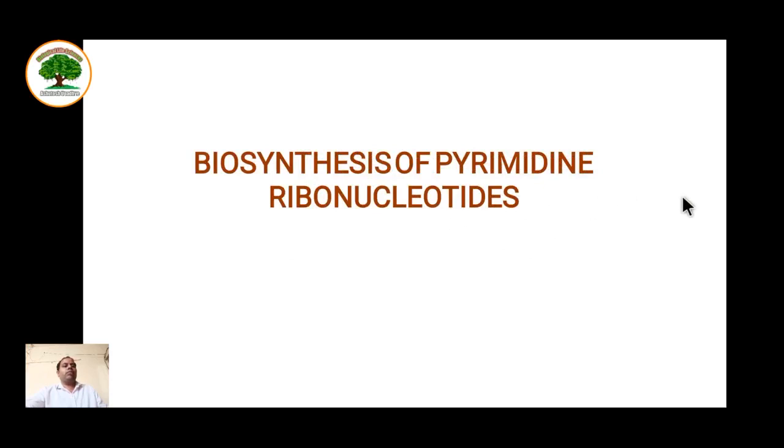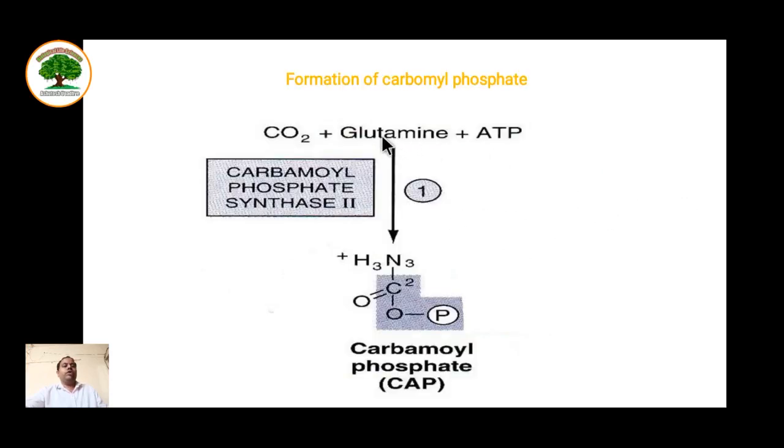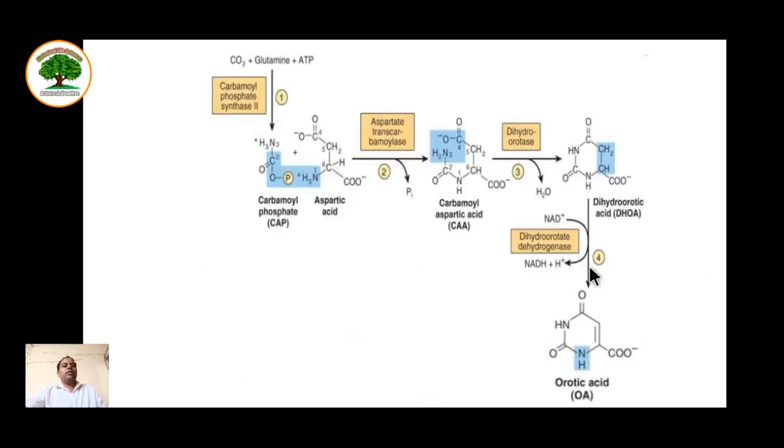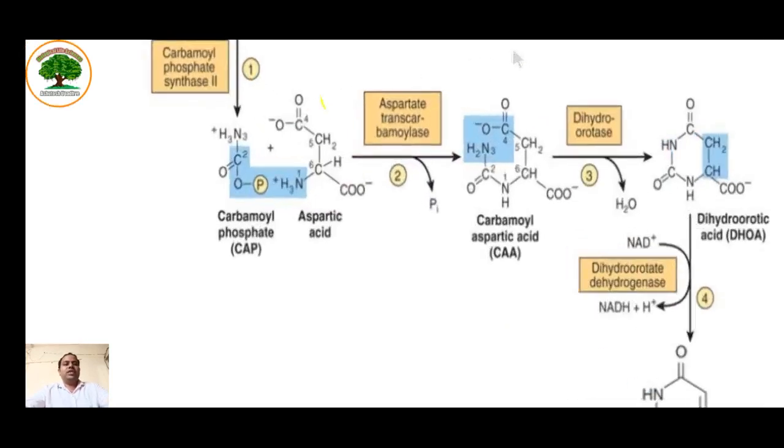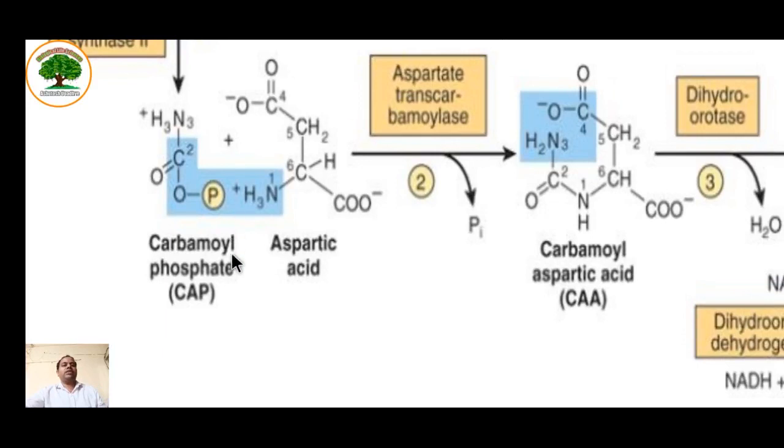Biosynthesis of pyrimidine ribonucleotide. We know the difference between purine and pyrimidine de novo synthesis. In the case of pyrimidine, first the pyrimidine ring is formed, then PRPP is attached to it. First, there is a requirement of carbon dioxide, glutamine plus ATP. These 3 components together, by carbamoyl phosphate synthetase, form carbamoyl phosphate. This is also called CAP. Now, this is the structure of carbamoyl phosphate that is required for the synthesis of the pyrimidine ring. Now, this carbamoyl phosphate here is synthesized. Now, this carbamoyl phosphate is attached to the activated aspartic acid.